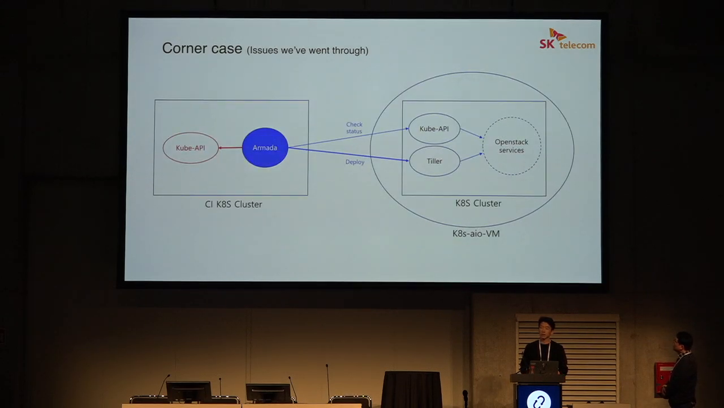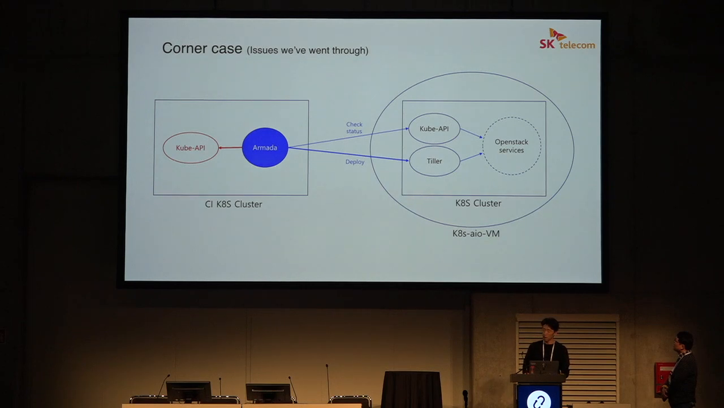Having said that, here's our CI/CD environment. We use the Jenkins Kubernetes plugin, which deploys the Jenkins slave as a Kubernetes pod. We pre-built various slave images, including the Armada one. So when a job runs, the Armada slave is created, and then it deploys the OpenStack cluster into another Kubernetes cluster in a new VM, which is on the right side. We use a Kubernetes all-in-one VM for each deployment job for isolation purposes.